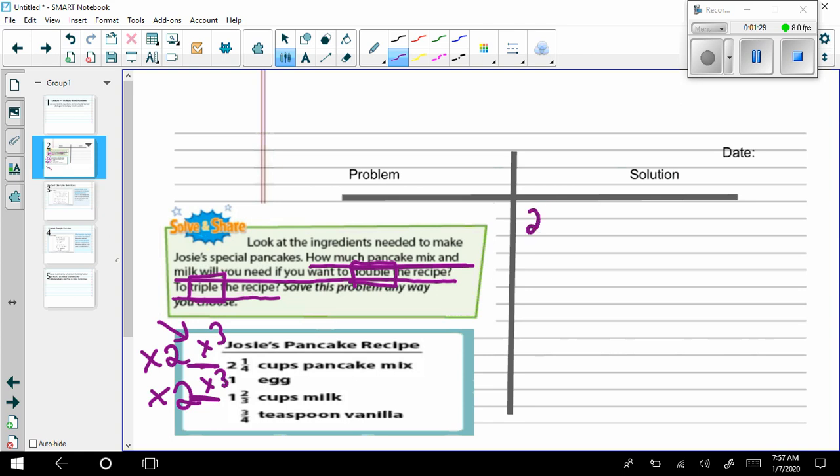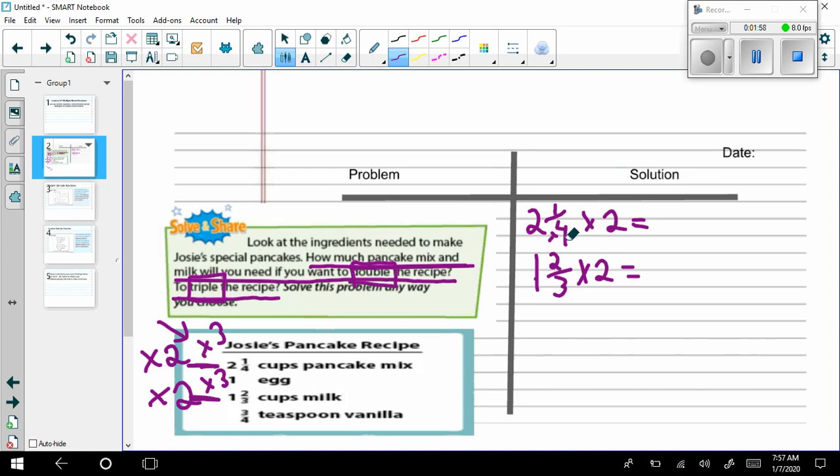So we're first going to evaluate the problem to double. So I'm going to take 2 1/4 times 2 to figure out how much pancake mix we'll need when we double. And I'm going to take 1 2/3 times 2 to figure out how much milk we will need when we double it. So from the previous lessons, you know that when you have a mixed number like 2 1/4, we need to make it improper in order to multiply.